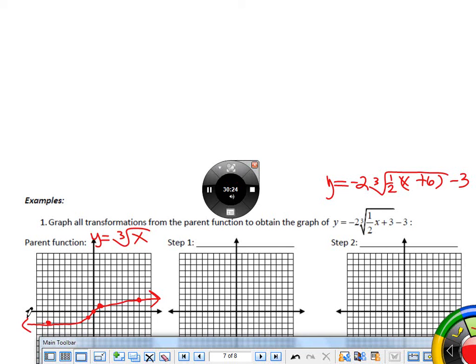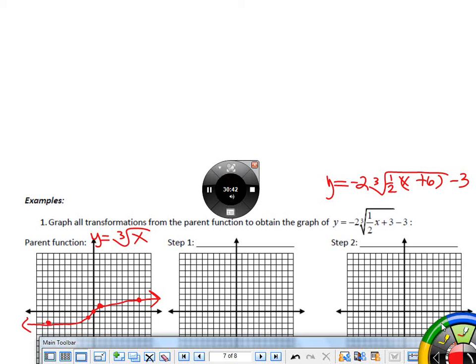Okay? So I just copied my parent function. I had my vertex point at 0, 0. And 1 to the right was 1 above, and 8 to the right was 2 above. 1 to the left was 1 below, and 8 to the left was 2 below, based on how we saw the cube root function work.